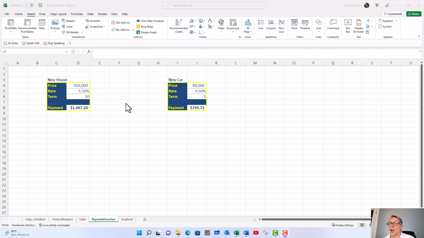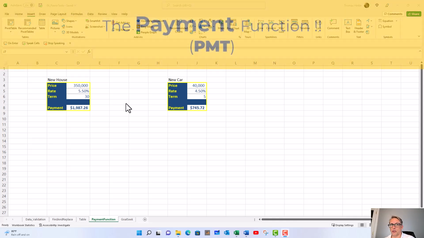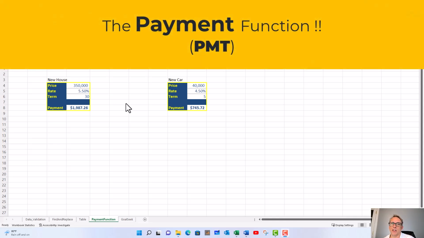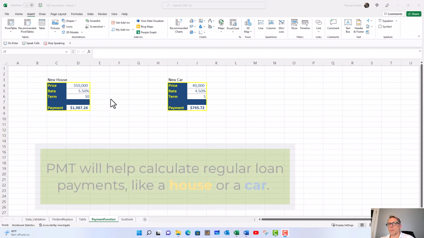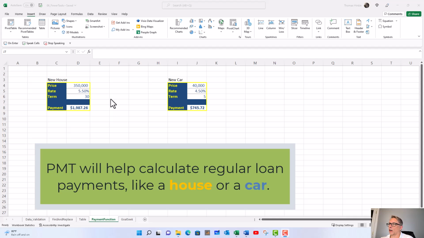Okay, in this lesson, we're going to go over one of my favorite functions in Excel. This one is super useful, and I guarantee each and every one of you will use this function at least once you learn it. It's one of the key functions that's really useful for pretty much anybody. It's called the payment function, and it's going to help us calculate what our payment would be for a house or a car or anything where we have to borrow money and finance it.